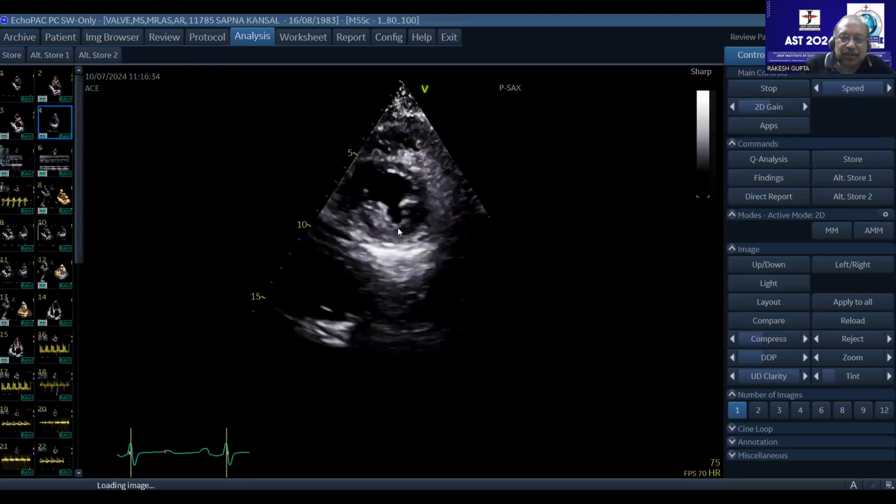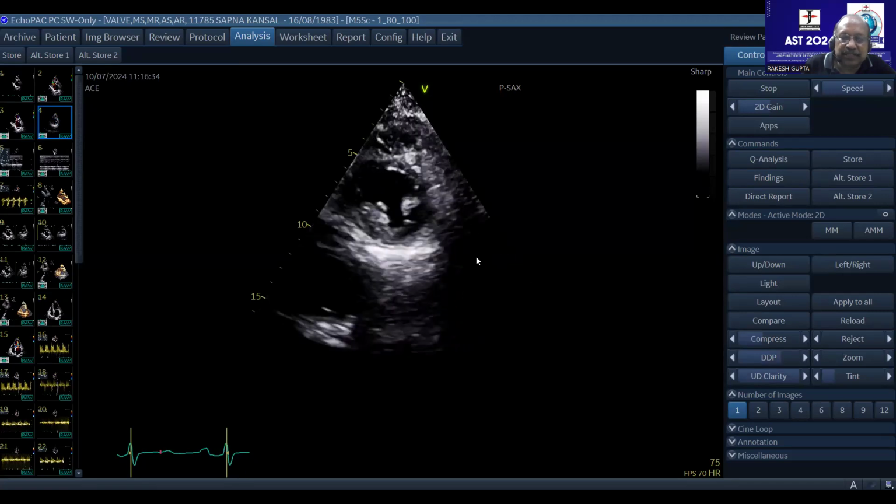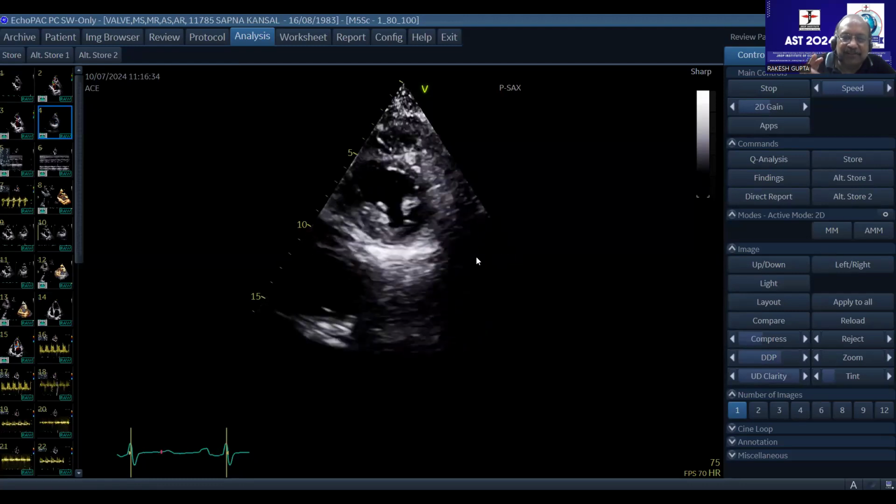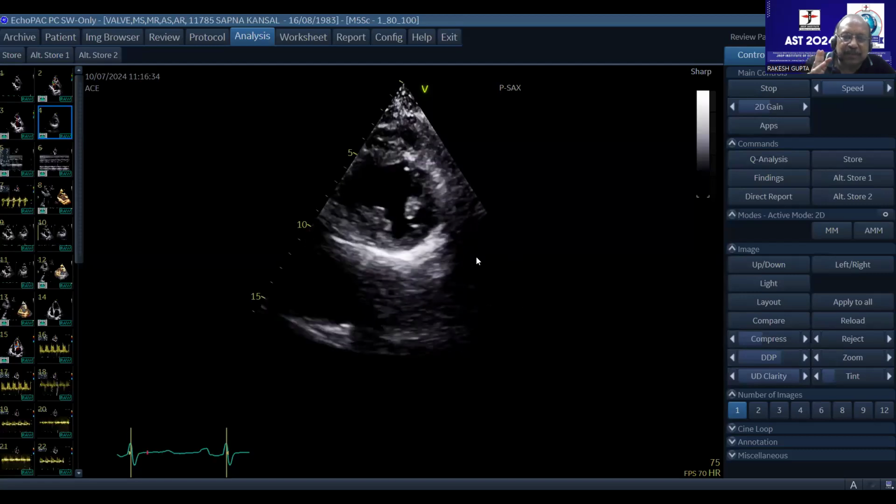We are in the parallel short axis view. So what are the views in parallel short axis? Aorta, we have to tilt. Wait a minute, all of you are wrong. We go from aorta, then mitral valve, papillary muscle, and apex.